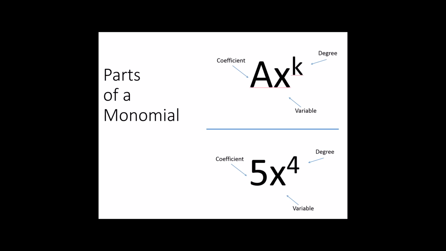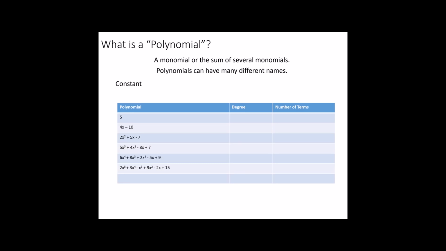Now, when we talk about monomials, we often break them down into their pieces. Of course, we have the variable, which in this case is x. The exponent listed here as k is sometimes called the degree. Occasionally, people refer to it as the power. And of course, the number in the front here, a, is referred to as a coefficient. So if I were to give you this monomial at the bottom, 5x to the 4th, and I were to make reference to the degree of the monomial, the 4 is the degree for this monomial. The 5 is, of course, the coefficient.